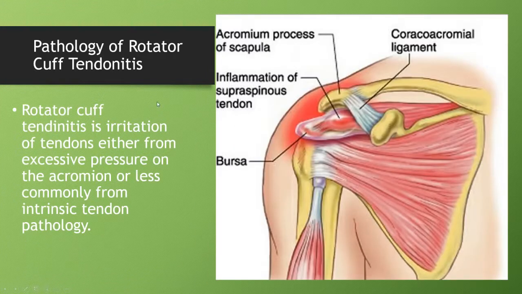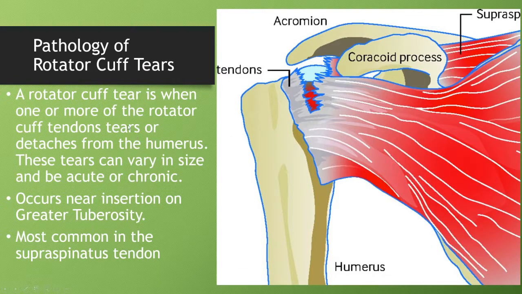So the pathology for rotator cuff tendonitis, it is an irritation of the tendons either from excessive pressure on the acromion or less commonly from intrinsic tendon pathology. The pathology for rotator cuff tears is when one or more of the rotator cuff tendons tears or detaches from the humerus. These tears can vary in size and can be acute or chronic. They usually occur near the insertion of the greater tuberosity and most commonly involve the supraspinatus tendon.